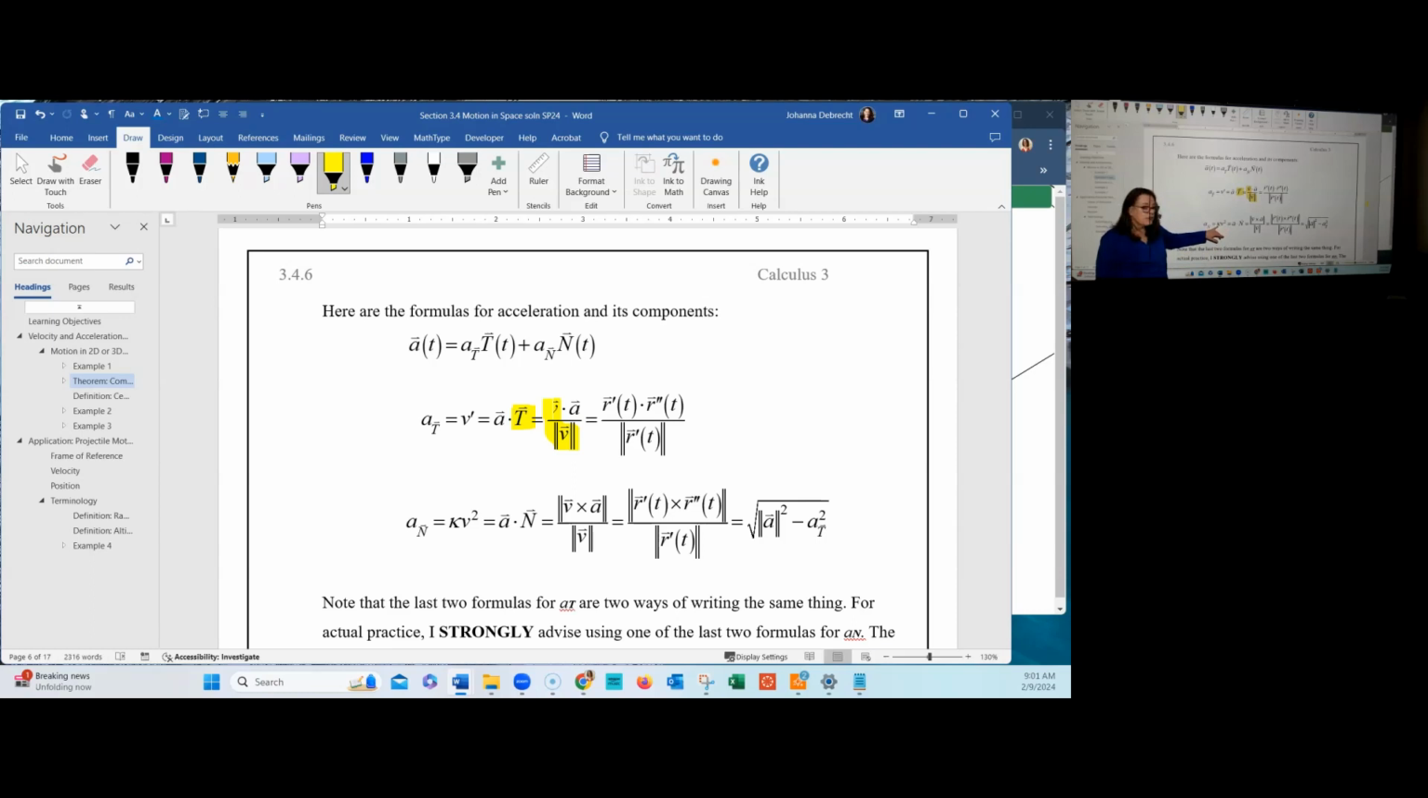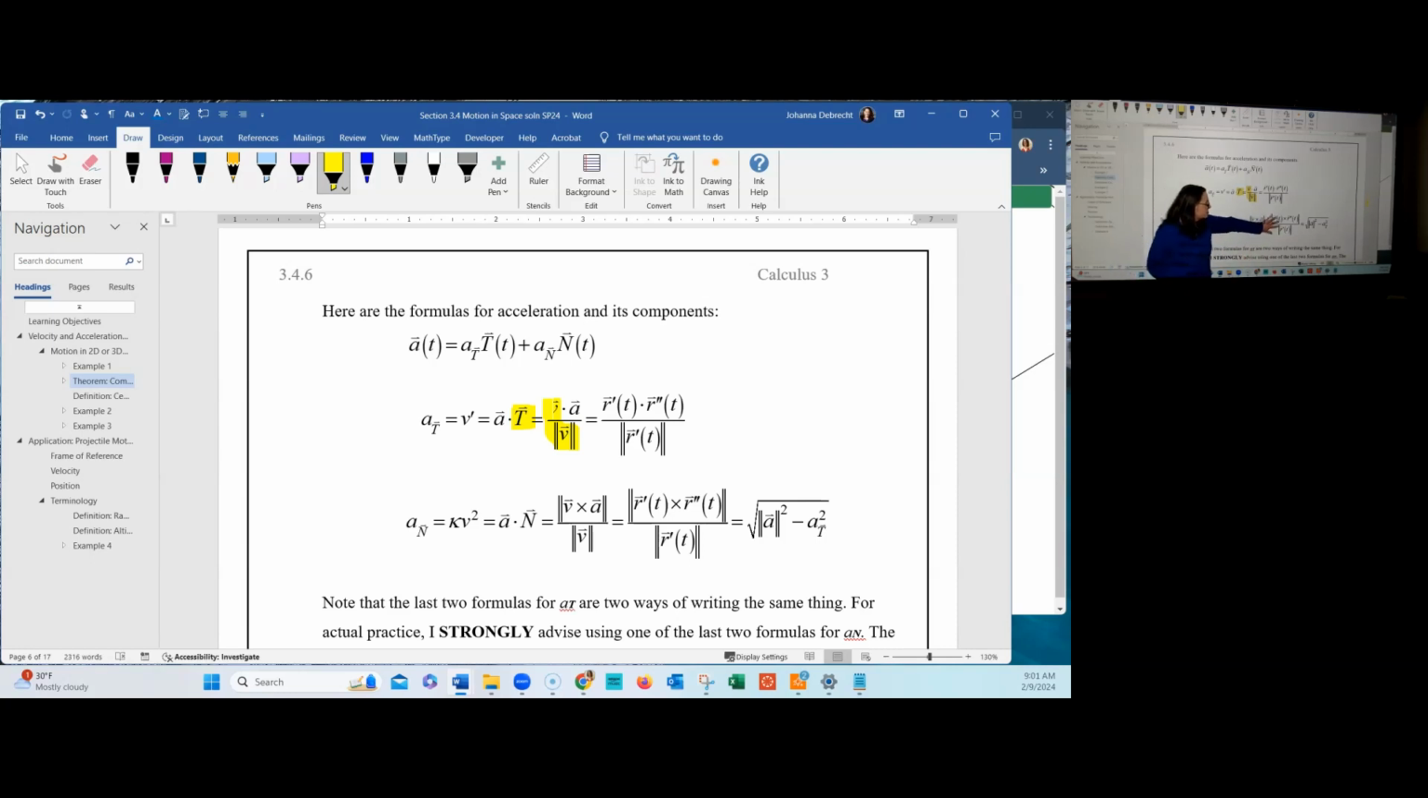Let's take a look at the normal component of the acceleration vector, which we just proved is the curvature value, kappa, times speed squared, so kappa v squared. It turns out that this is actually the acceleration vector dotted with the unit normal vector. And there's another way of representing it. These are equivalent, but one doesn't lead directly to the next. What we get is the magnitude of the velocity vector crossed with the acceleration vector, divided by the magnitude of the velocity vector.